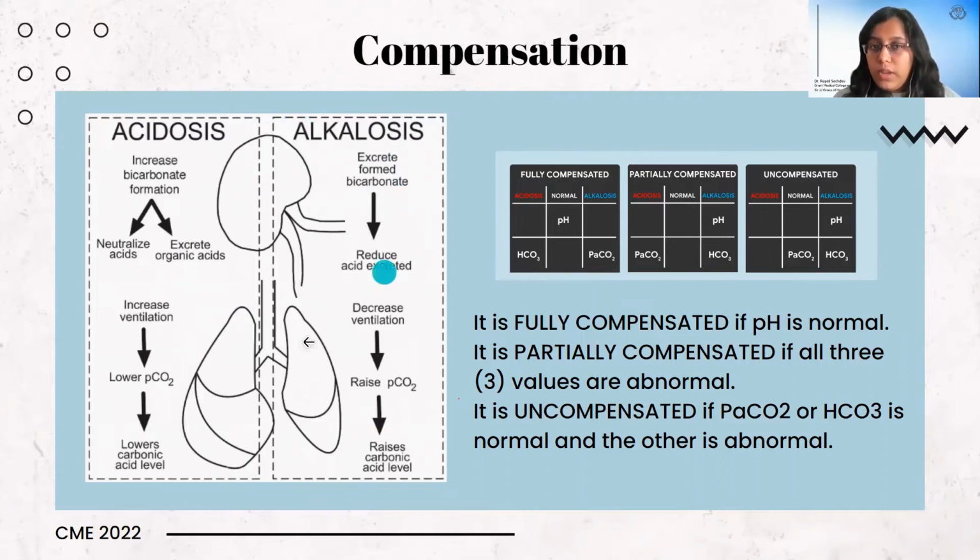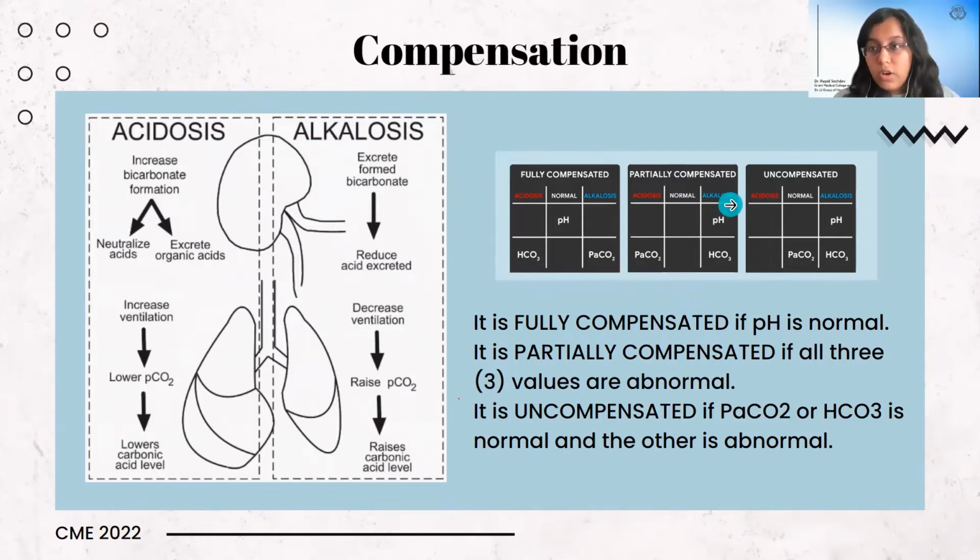Okay, now when you look at compensation, either your kidney is working properly so that your lung will get completely compensated, or your lung is working properly so that your kidney's mess will get compensated. So if both are compensating properly, your pH will come to normal, but you will still have acidosis or alkalosis on the basis of your bicarbonate and PaCO2.